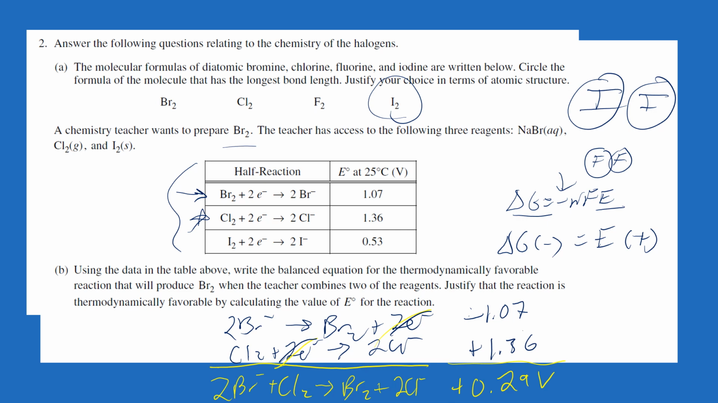And you should indicate that because it's a positive value, that means that it is thermodynamically favorable. You could also mention, because it's a positive cell potential, it's a voltaic cell, which happens spontaneously, that works as well. But you need to make sure that you do both of those things there.